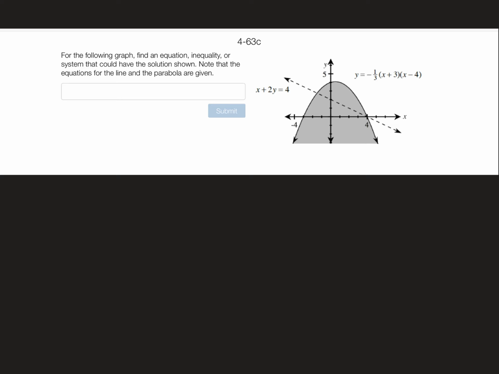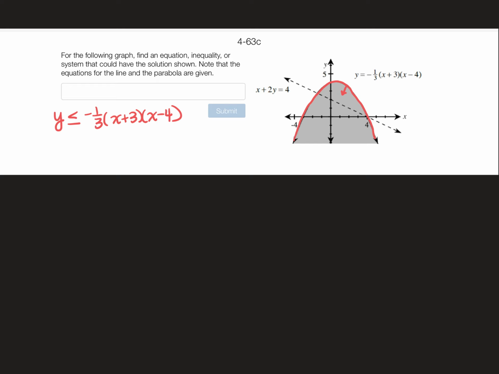All right, now this time we see another shaded area. Once again, that means we're talking about a system of inequalities. So because what we're seeing is everything below the parabola, but it's also including the boundary line, we know that our inequality for the parabola is going to be everything less than or equal to the parabola. So that's the first inequality.